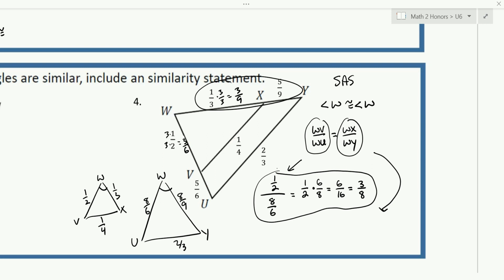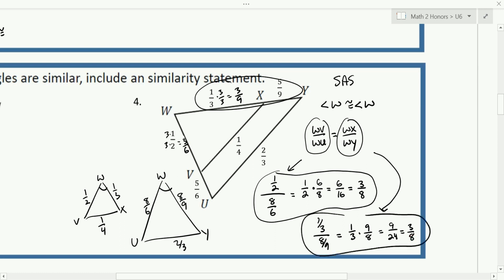So WX is 1/3. WY is 8/9. So that would be 1/3 times 9/8, which is 9/24, which reduces to 3/8. So again, we have that both of these are 3/8. And so now we've proven that they're congruent. Sorry, they're similar by side angle side similarity.